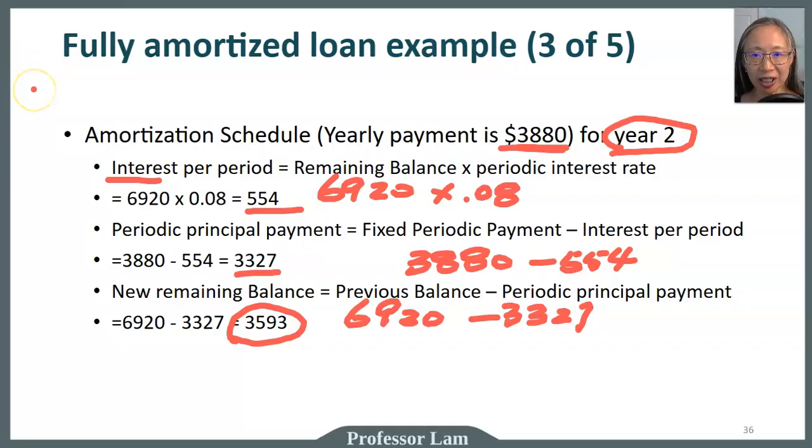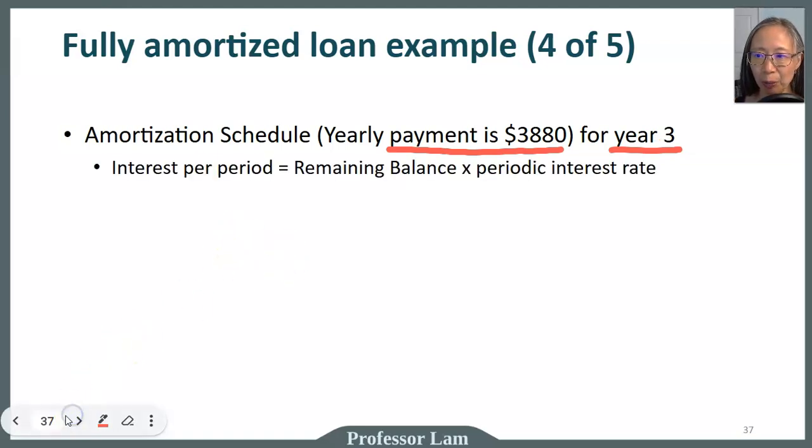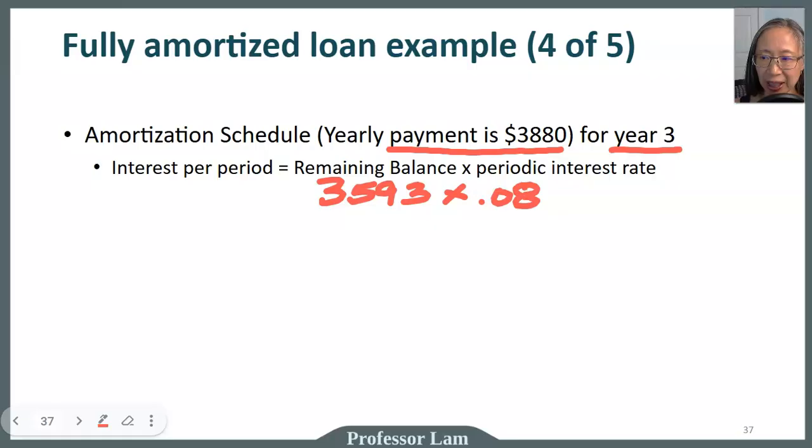Let's take a look at year 3. I challenge you to pause the video and compute what the interest will be for year 3, the principal payment for year 3, and the new balance at the end of year 3. The payment, remember, remains fixed. In year 3, our balance from what we computed last time was $3,593. The interest rate remained 8%, so multiply that by 0.08. And the interest portion for year 3 is $287. Is that what you get?